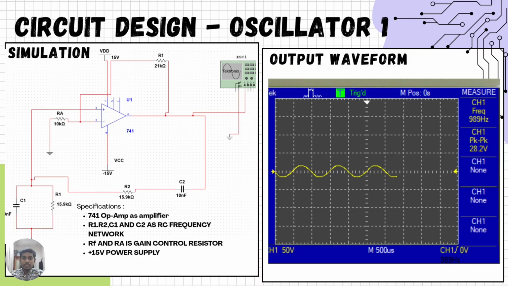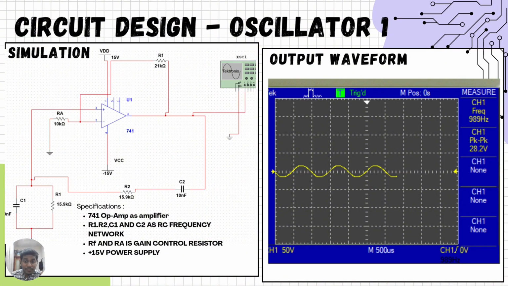In this oscillator, you can see on the left-hand side the simulation. We are using the 741 op amp as the amplifier, with R1, R2, C1, C2 in the circuit. On the right-hand side is the output waveform. From the graph, you can see the frequency of the output is 989 hertz. It's nearby 1 kilohertz, almost 1 kilohertz.